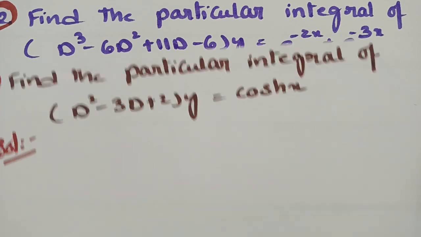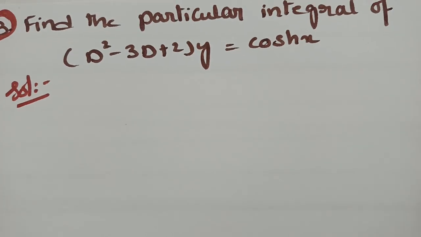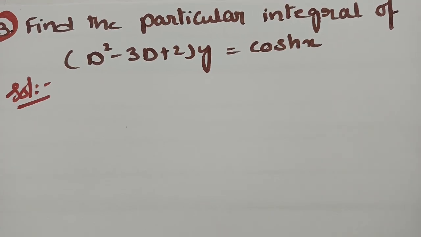And the next one here is the third question. So we have to find the particular integral. So this is d square minus 3d plus 2 of y is equal to cos hx.